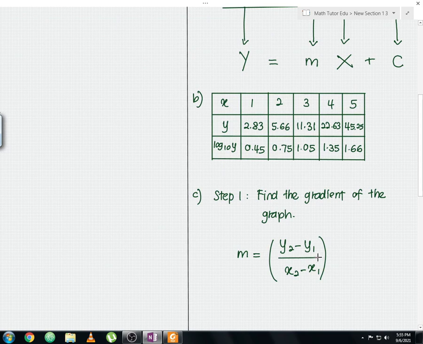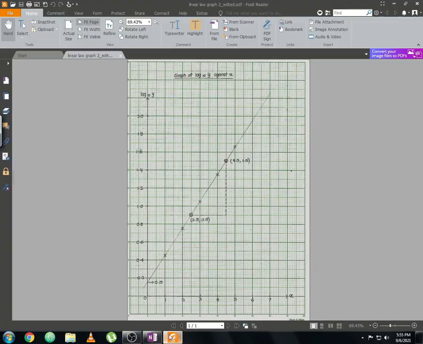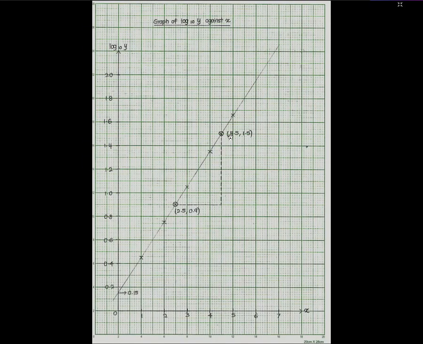Okay, so let me open the graph paper again. This is the two coordinates that you have chosen, which are (2.5, 0.9) and (4.5, 1.5). From here, y2 minus y1 will be 1.5 minus 0.9, and then you divide by 4.5 minus 2.5. You calculate this, and you should be able to get the gradient of the straight line.